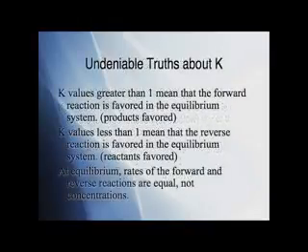Here are some undeniable truths about the equilibrium constant K. K values greater than 1 mean that the forward reaction is favored in the equilibrium system, meaning the products are favored. K values less than 1 mean that the reverse reaction is favored, which means that the reactants are favored. At equilibrium, rates of the forward and reverse reactions are equal, not concentrations, but rates.